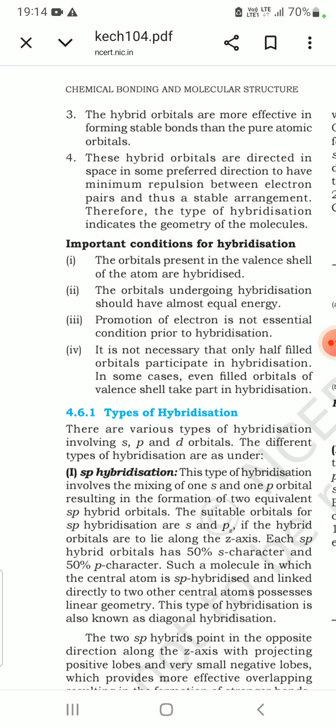Next, in the s orbital the directional nature is more, and in the p orbital the angular nature is more during the mixing.